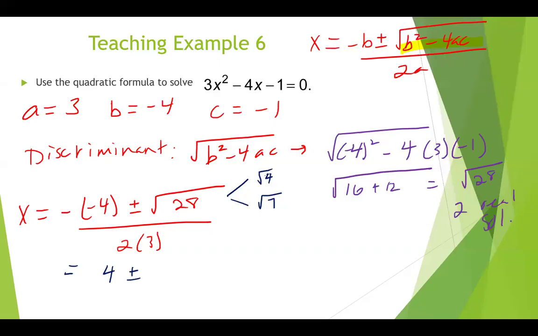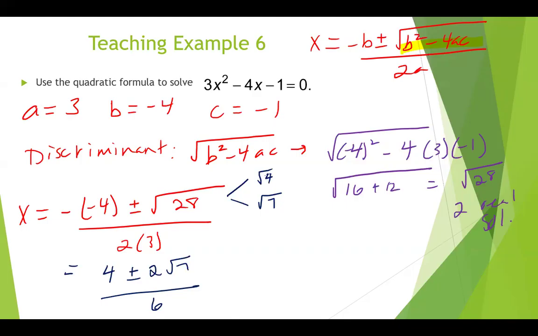Because it has a perfect square, I have to take that perfect square out. What is the square root of 4? 2. And the square root of 7 is prime, so it's going to stay underneath there. And 2 times 3 is 6. Okay?